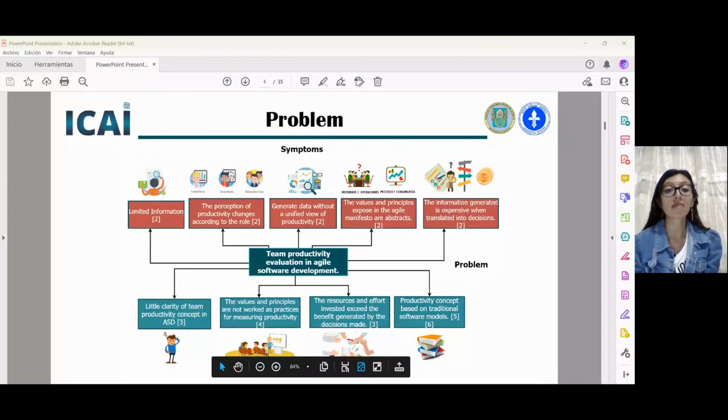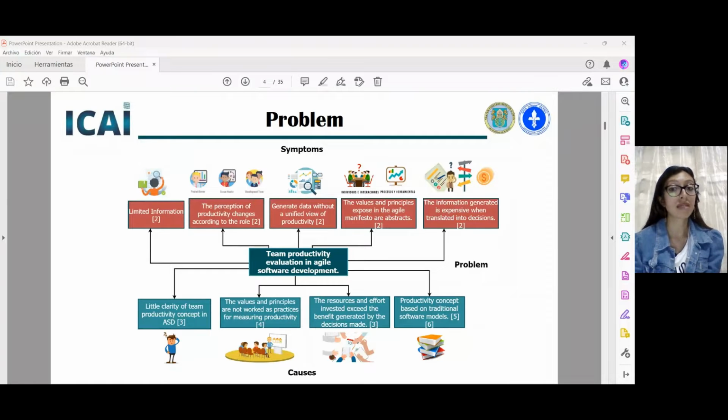Productivity is an economic measure created at the end of the 18th century. In software engineering, it begins to be a study in the late 1970s. The conception of productivity is associated as the ratio between the outputs, functions, set of code lines, characteristics, and the inputs, time and effort. But when we talk about agile software development, this perception changes.